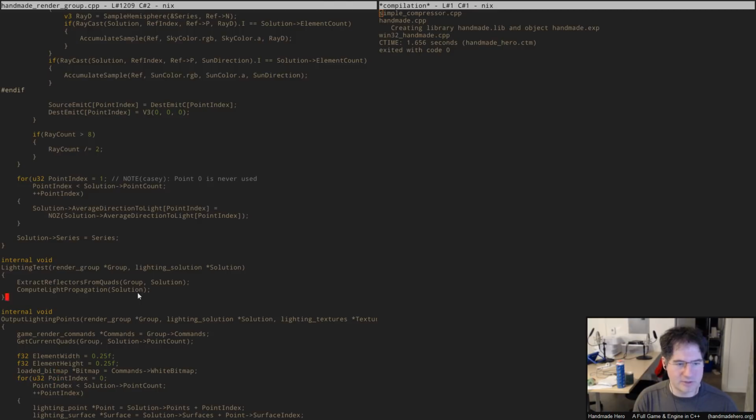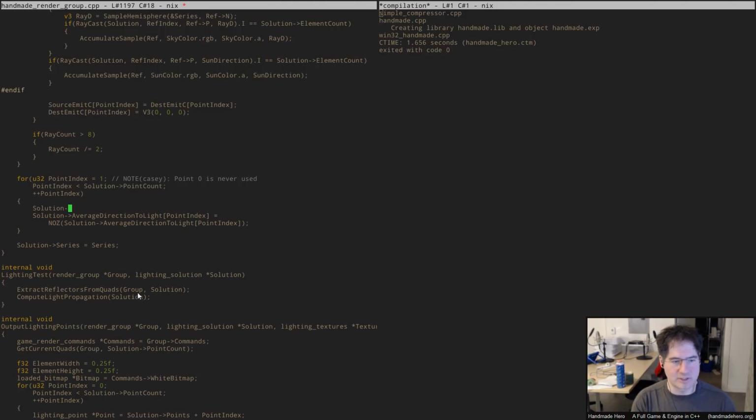So in here, where we do the final averaging of the points and all that stuff, this is where we could do our mix. So we could do mix emit C0, which is what we're going to use. We can say emit C0 point index equals a lerp, let's say, between the value that we were last time and the value that we computed now. So we have our last emit.